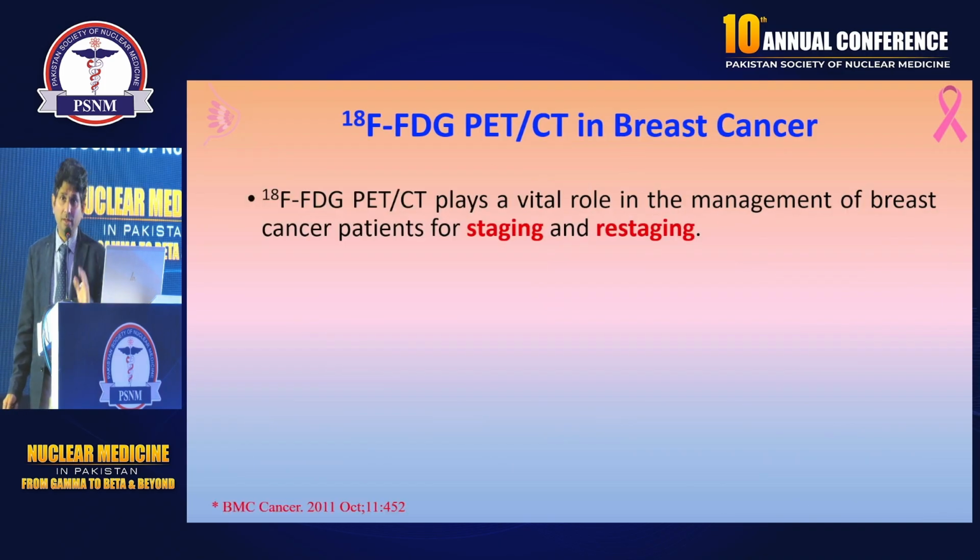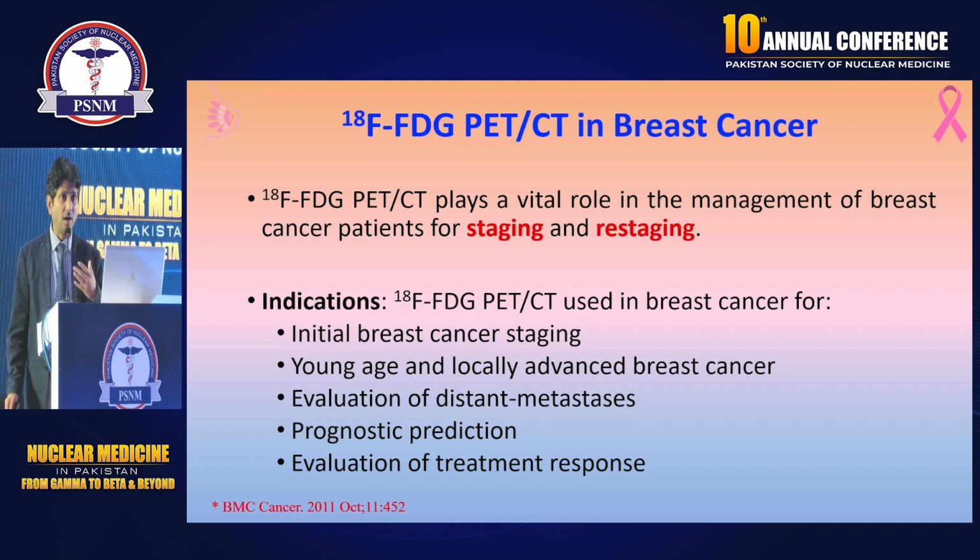So FDG still plays a vital role in the staging of breast cancer, from staging to restaging. What are the common indications for FDG PET CT in breast cancer? One is initial staging. It is very good for lymph node assessment rather than primary staging. Primary staging is mainly done by ultrasonography, mammography, and MRI. But in young patients and locally advanced disease, where there is more chance of developing distant metastasis, it has a very good role.